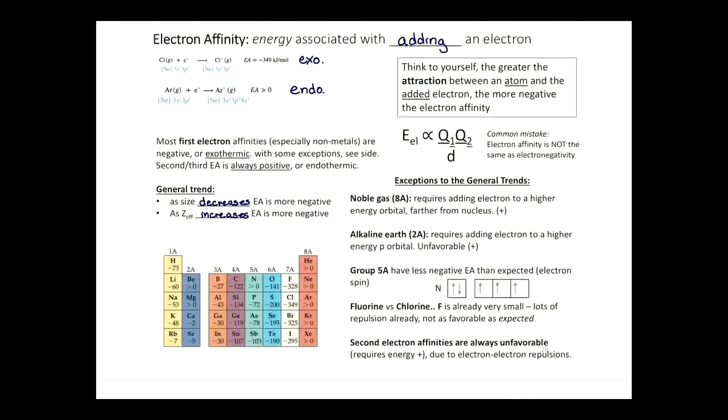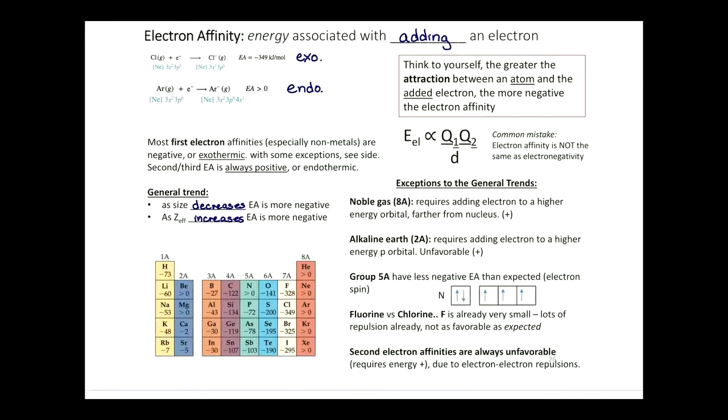Now let's talk about the last property, and it's probably the hardest one, because ionization energy, the energy to remove an electron, is always endothermic. It's always a positive number. But for electron affinity, sometimes it's positive, sometimes it's negative.